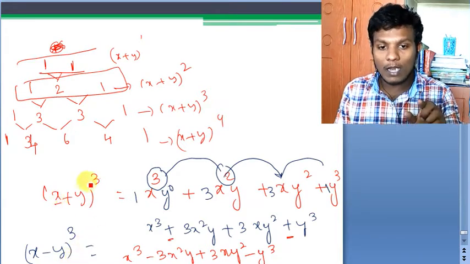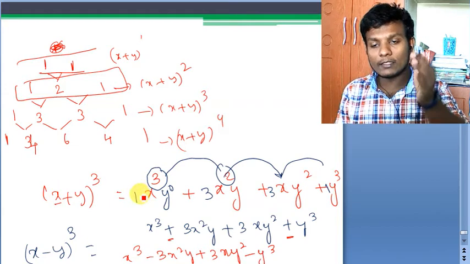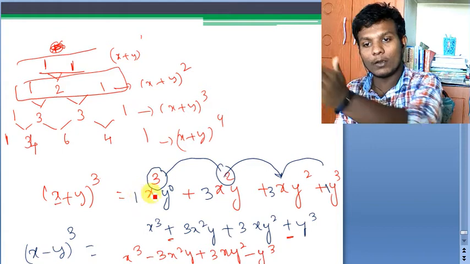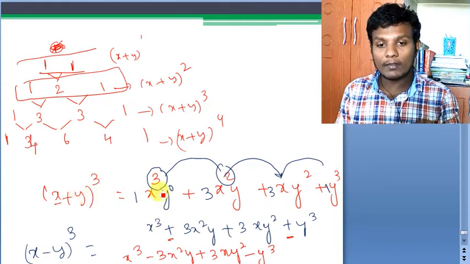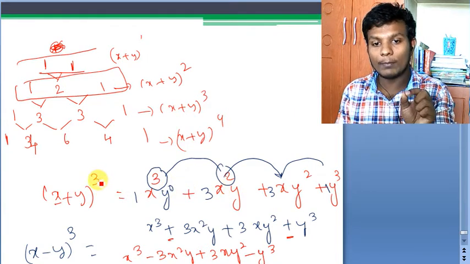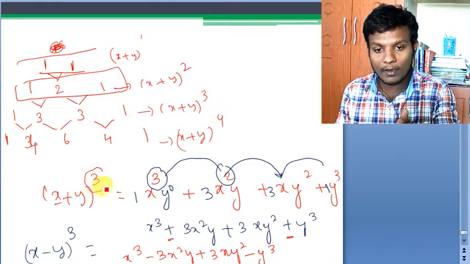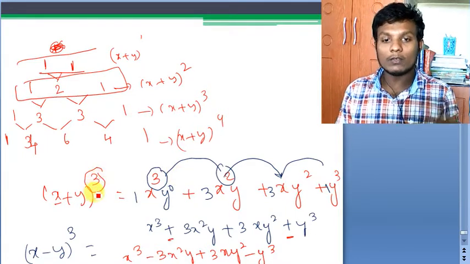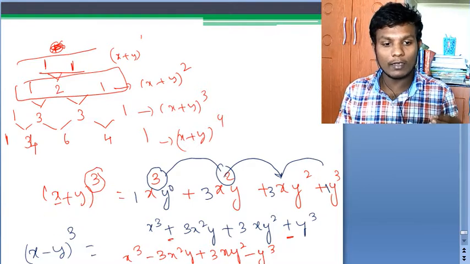Remember, start with the highest power for one variable and step by step decrease the power down to 0, and simultaneously the other variable has to range from 0 up to the maximum, which is 3. You should not write up to x power 4. Why? Because the maximum value permitted here is only 3. So this way you can write the powers, and this way you can do our algebraic identities.